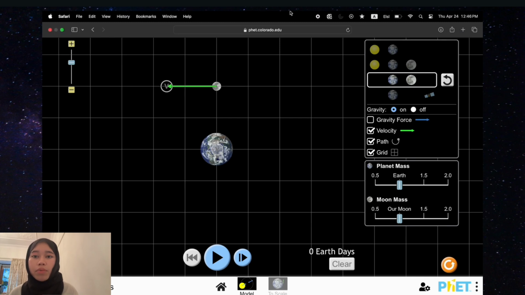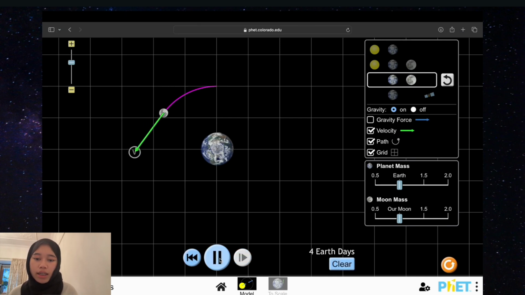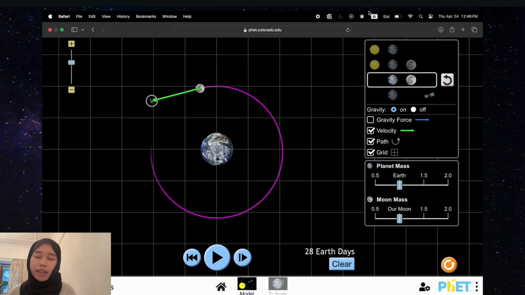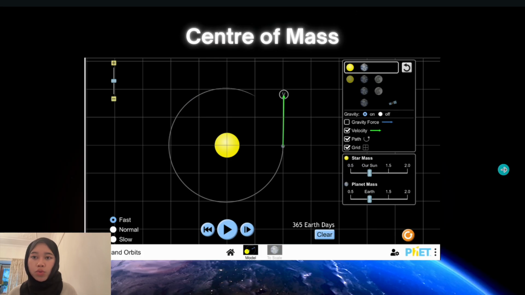Moving on, let me play the simulation. Thus, the planet moves as the moon orbits. Upon closer observation, you will notice that the Earth oscillates slightly as the moon orbits around it. Moving on to where is the center of mass?